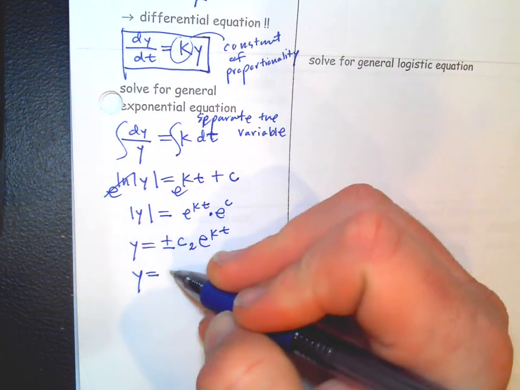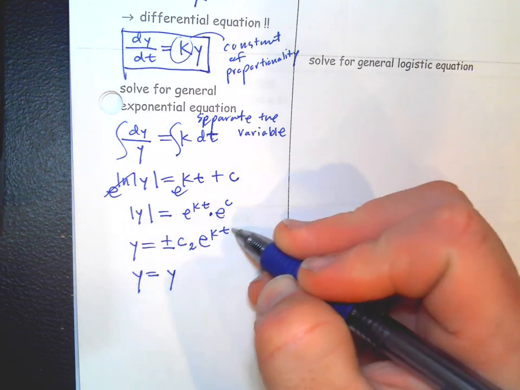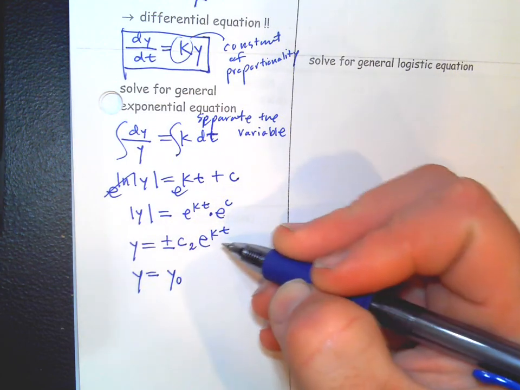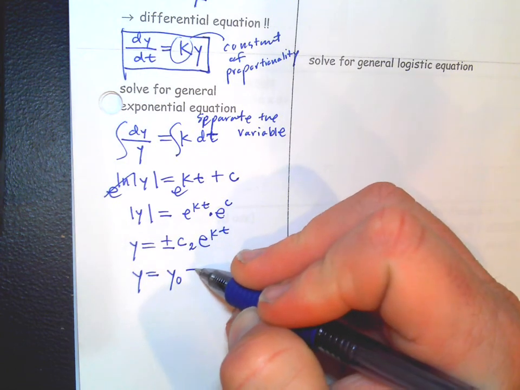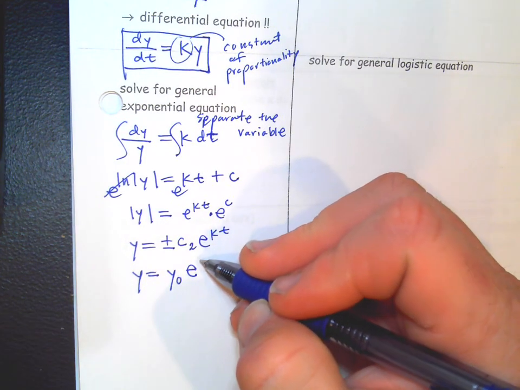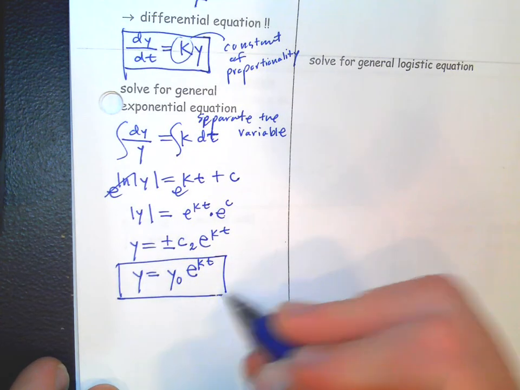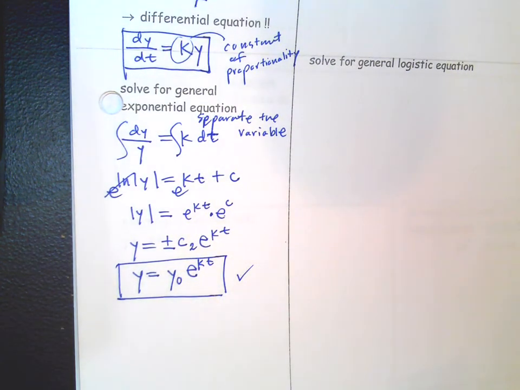But a lot of times what we do is we say this initial condition: if you plug in t is 0, this goes to 1, and you get this, which would be your initial population. So a lot of times we refer to that with y sub 0. And sure enough, we got the general model for exponential growth. So that's something we did before.